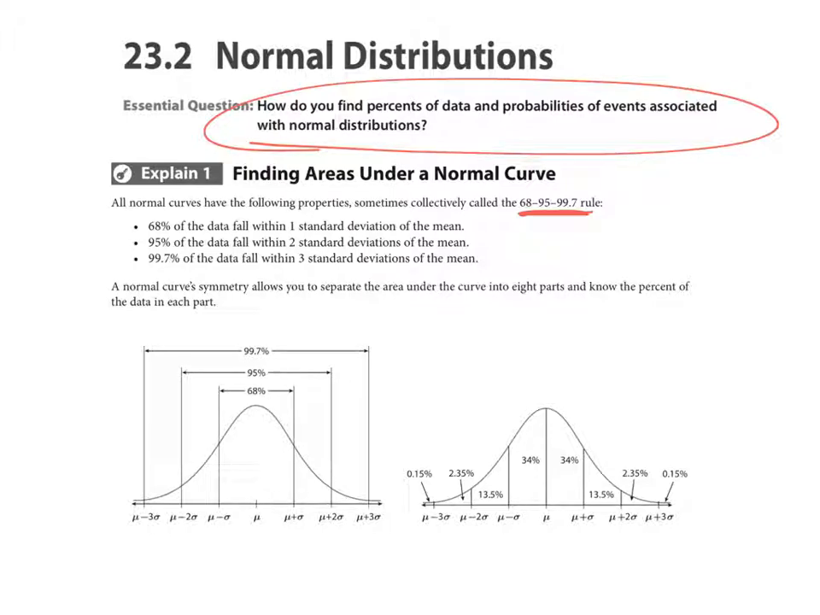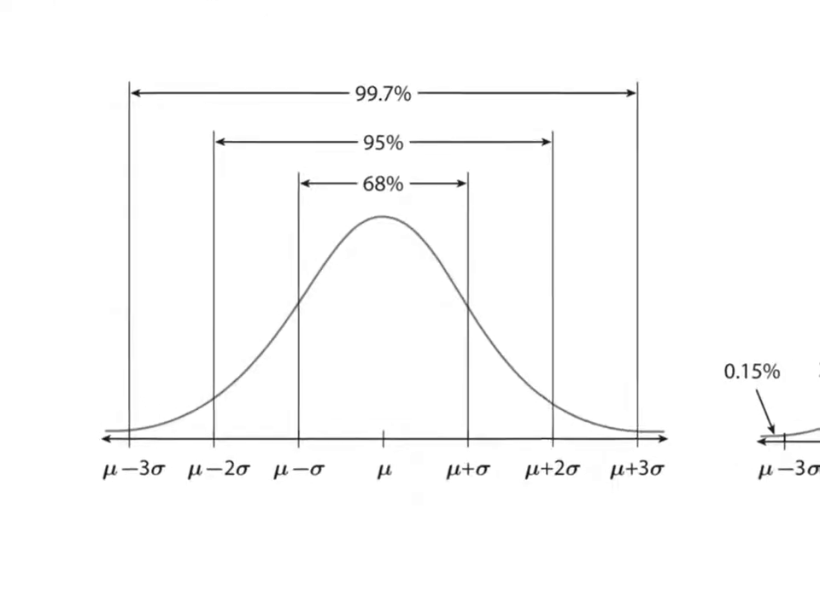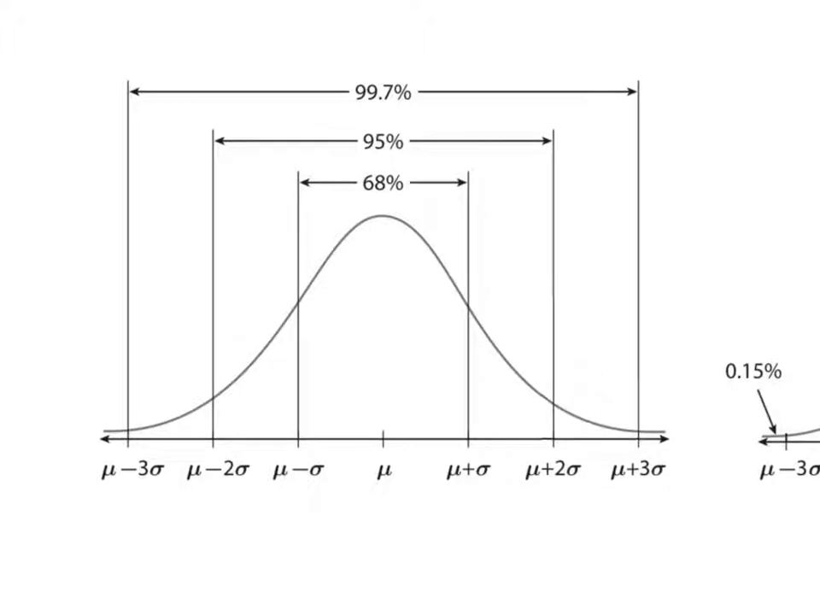What it means is that 68% of the data falls within one standard deviation of the mean. Now remember that mean means average, so I'm going to zoom in here so you can see this. They use this little mu for mean, and it's just the average, which you get if you add them all together and divide by the number. So 68% fall within that, which means one standard deviation to the left and to the right.